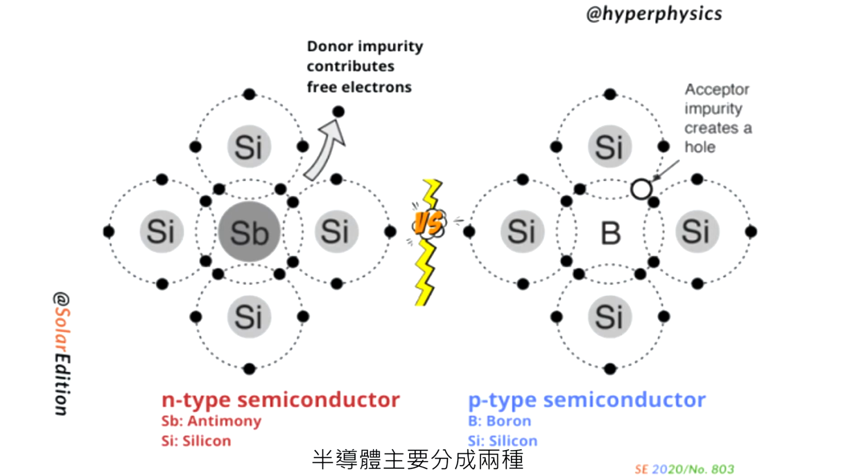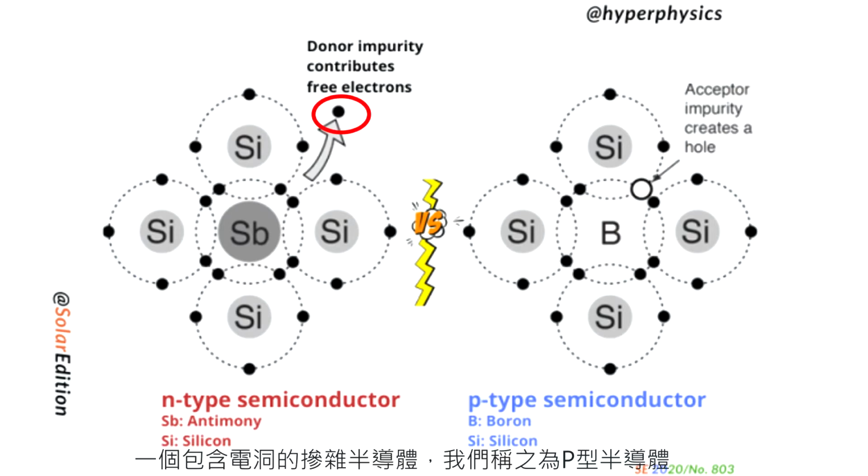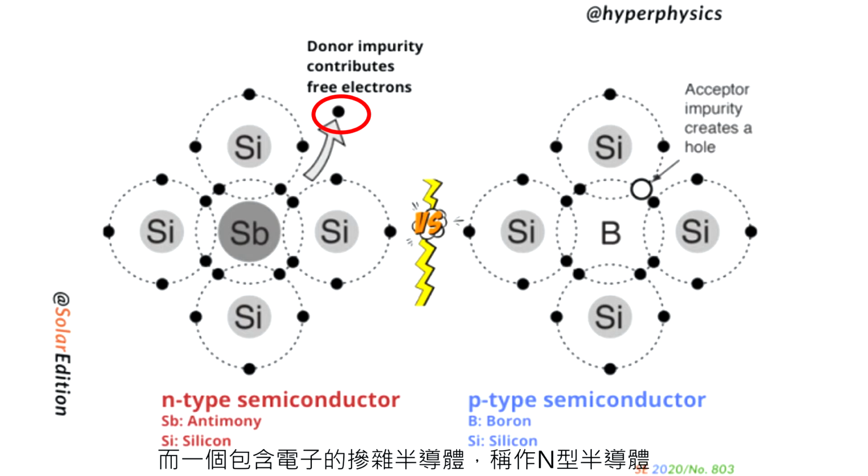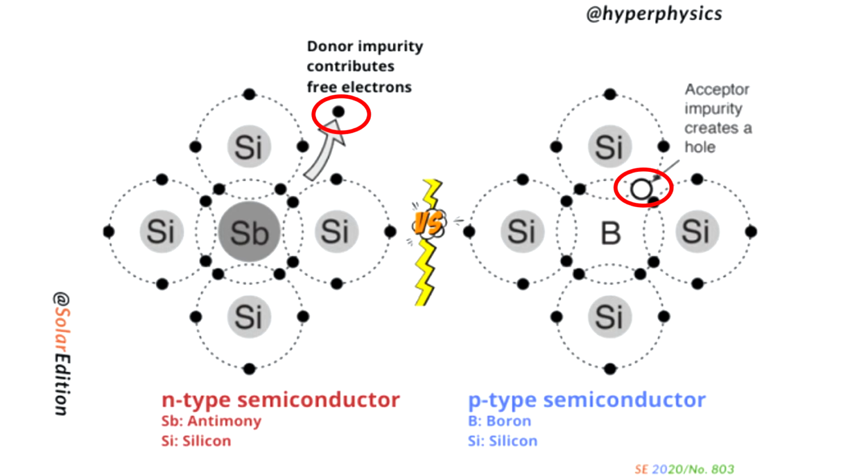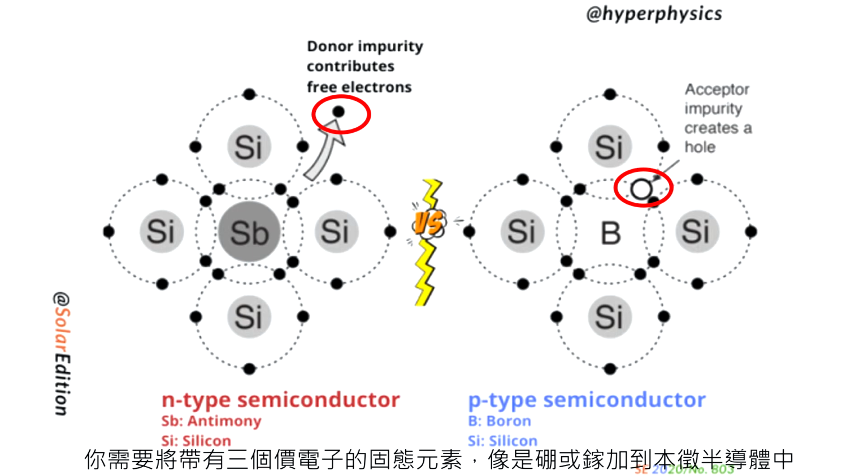There are two types of semiconductor. When a semiconductor contains free holes, it is called p-type, and when it contains free electrons, it is known as n-type. In order to make a semiconductor which contains free holes p-type, you have to add solid elements with 3 valence electrons, such as boron or gallium, to an intrinsic semiconductor.